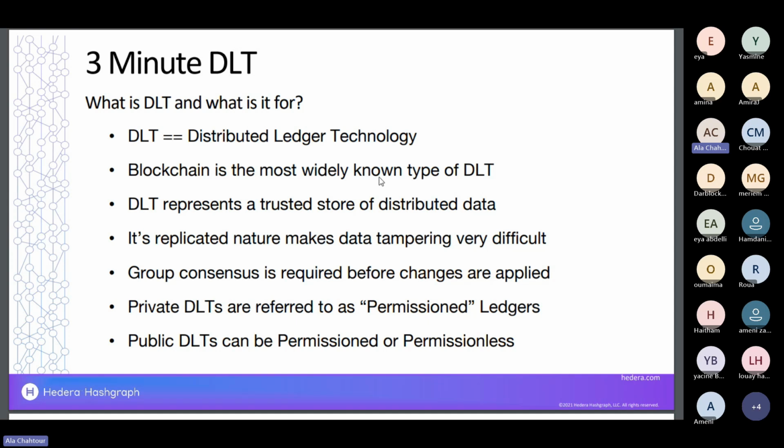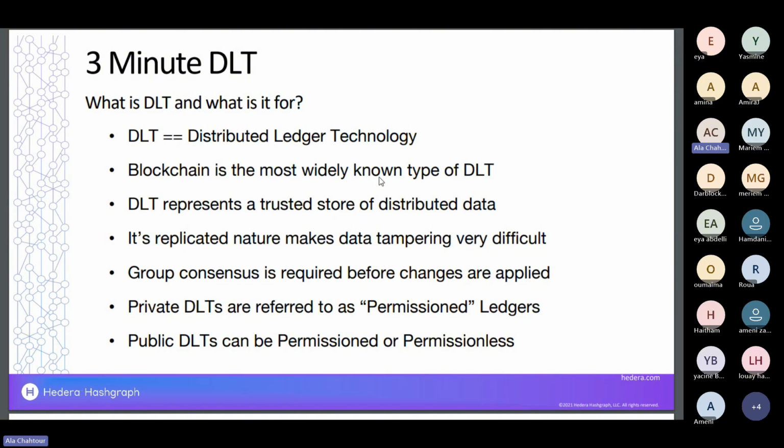And there are also the public DLTs, public permissionless networks. By public network we mean that the data or the information stored on the blockchain, everyone can access it and can have an idea about it. And permissionless means that anyone can be a validator on that network.